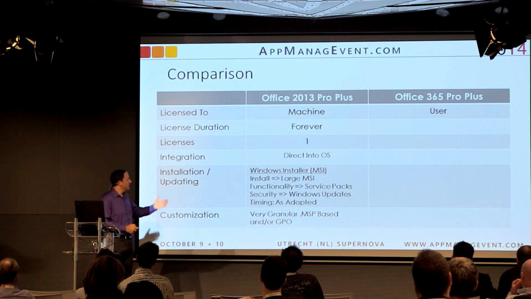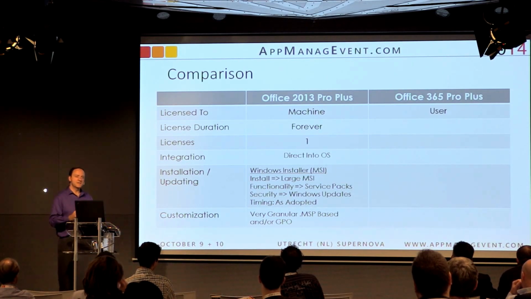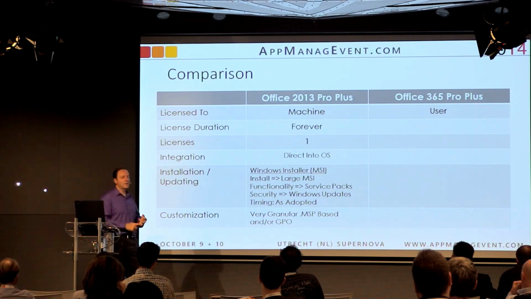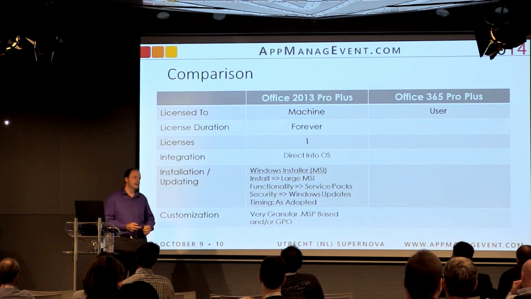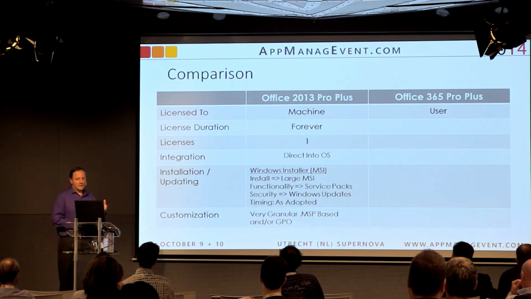Pro Plus, this is the new stuff. Click to Run. It's licensed to the user. So you have to be set up with Microsoft, so everyone in your company is set up in the 365 portal. If you've already done email in the cloud, by putting all your email in Microsoft's cloud, then you're already there. You already have the user identities up in the 365 cloud. But they have to be up there.